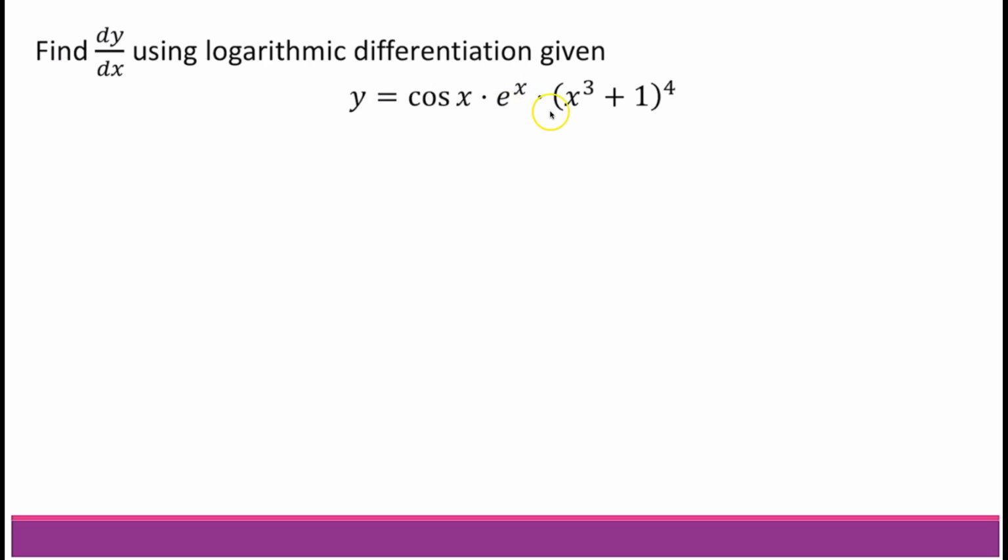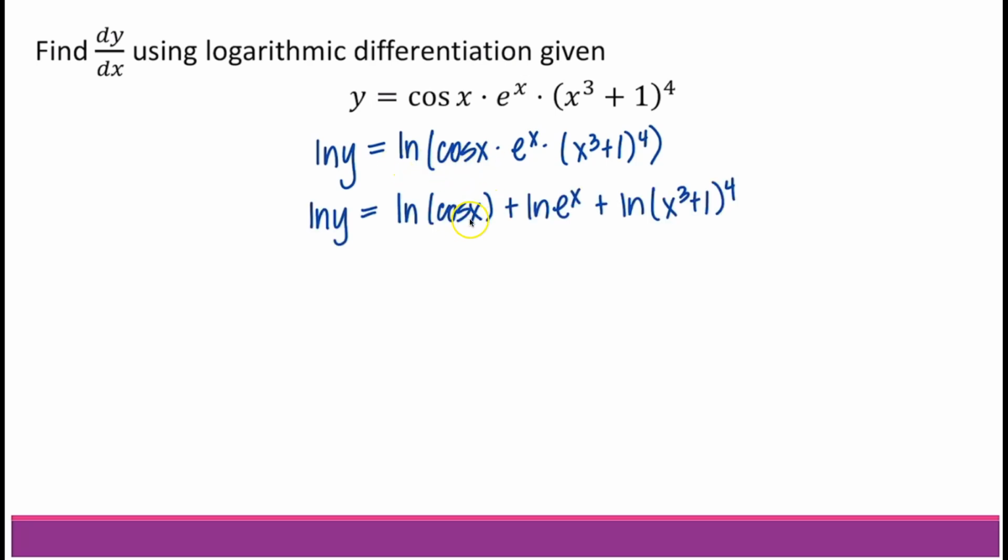Here we want to find dy dx using logarithmic differentiation, given y equals cosine x times e to the x times the quantity x cubed plus 1 to the fourth. So we'll start by taking the natural log of both sides, and now on the right-hand side, we'll apply log properties. We have natural log of, inside here, we have the product of a couple functions, so we're going to split this up. We're going to have natural log of cosine x plus natural log of e to the x plus natural log of x cubed plus 1 all to the fourth.